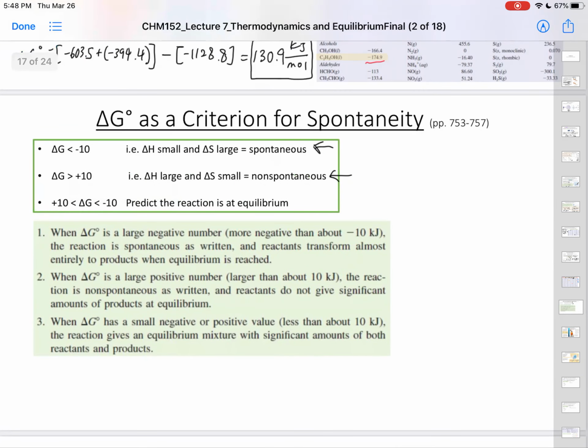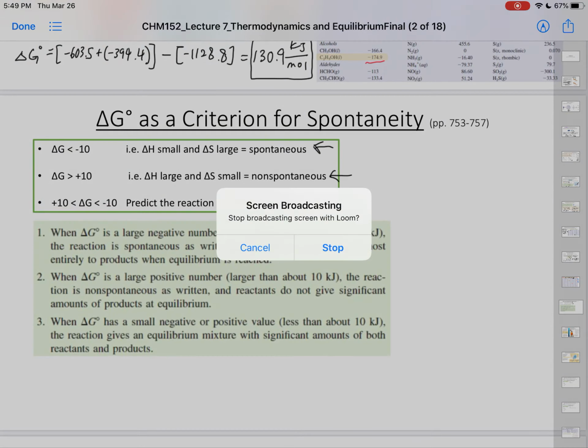So I think I am going to stop here for video number 2, and we're going to continue with the next video and finish up this chapter with video number 3. I would stop here and do the homework on calculating Gibbs free energy both ways. Then once you do that, watch the next video.